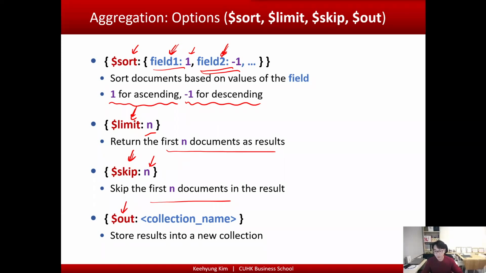There's also the out operator you can utilize. If you want to store the result of the aggregation query into a new collection, then you can use the out operator, and you can specify a new collection name. Then the result of your aggregation query will be stored as a new collection, which you specify here as your name, basically.